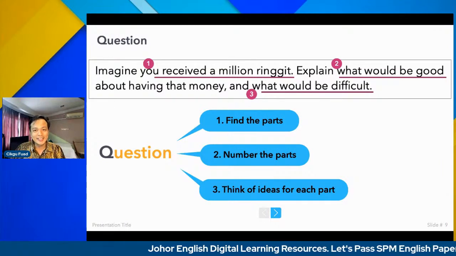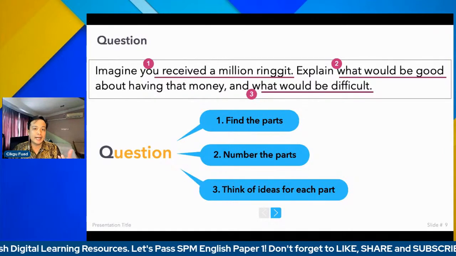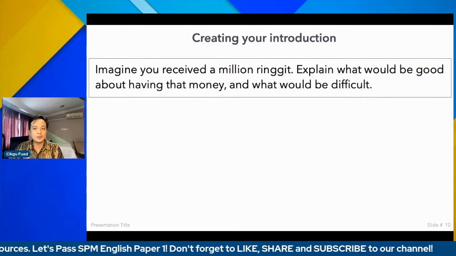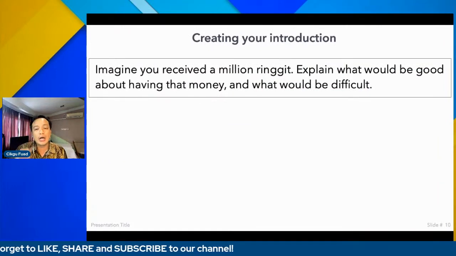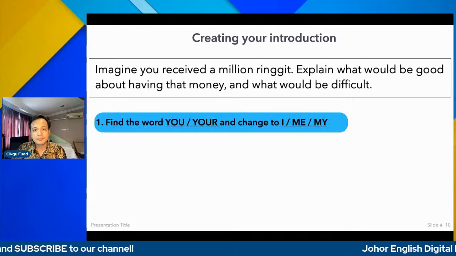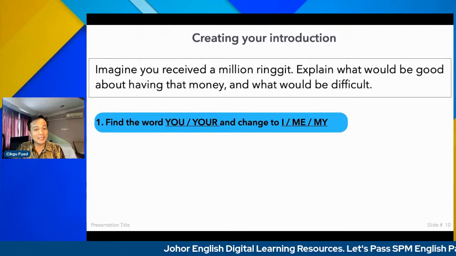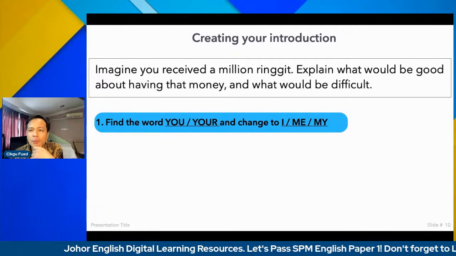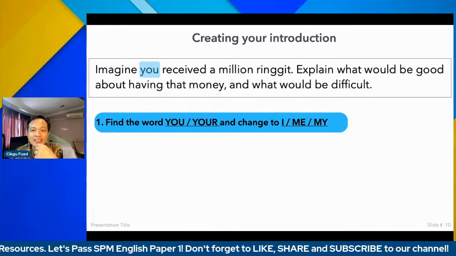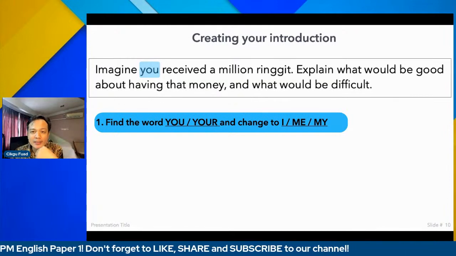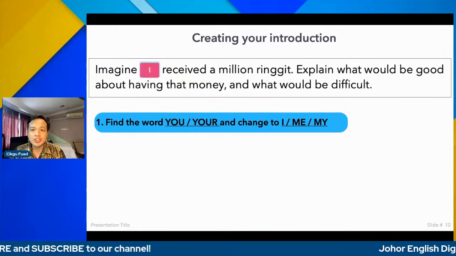Now from the question itself, we will try to generate the introduction. We are going to create the introduction just by using the question. Let us look at how simple it is. Number one, you need to find the word you or your and change it to I, me, or my. Can we try and find you? I think you can find it very easily, because the second word is you: imagine you. Any other use in the question? No, I think that would be all right. So you change it into I.